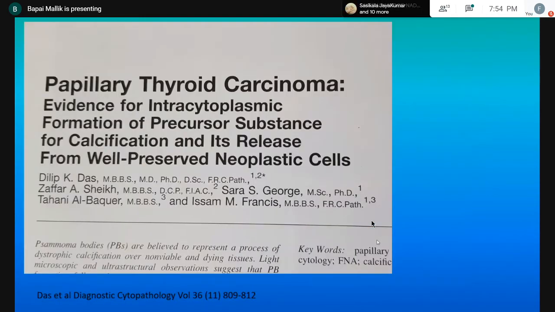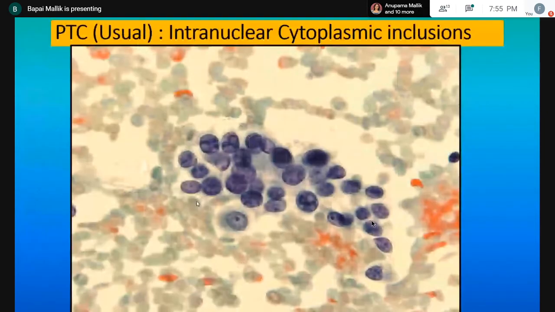And if you want to get a lowdown on psammoma bodies and how they are formed, this is an excellent article which was penned by Professor Dilip Das. It was published way back, I think it was in 2006 or 7. Okay, I've given you the reference over here. So he really worked on this particular aspect to show how psammoma bodies are formed in papillary thyroid carcinoma. So it's an excellent article if you'd like to take a look at.